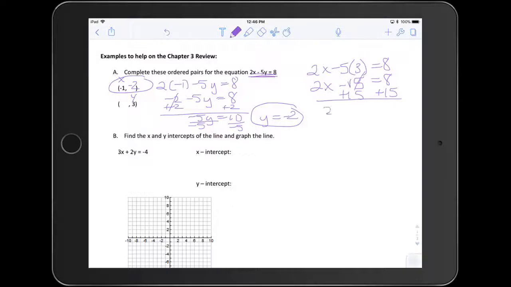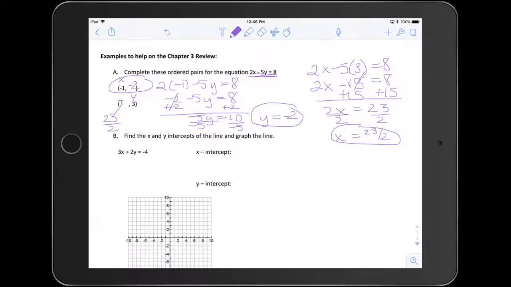And it looks like 2x equals 23. Divide by 2, and x comes out to be 23 halves. I'm just going to leave that as an improper fraction. It's fine that it's a fraction. And I would squeeze that right in here. So x is 23 over 2. Y is 3.